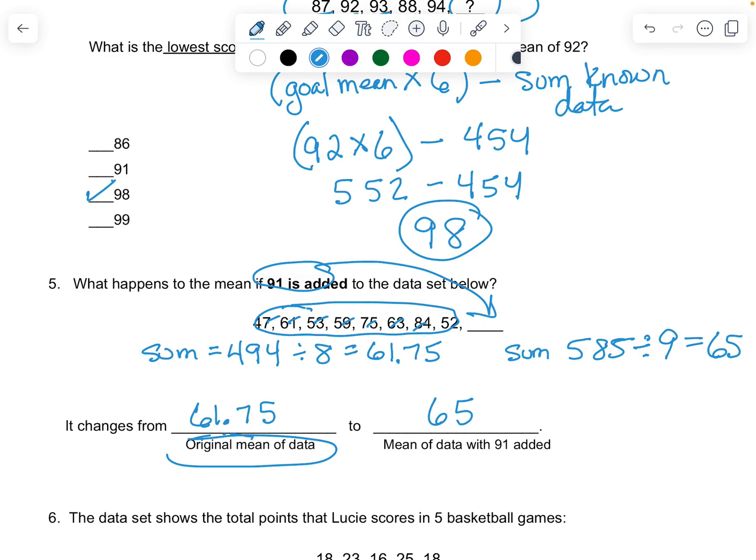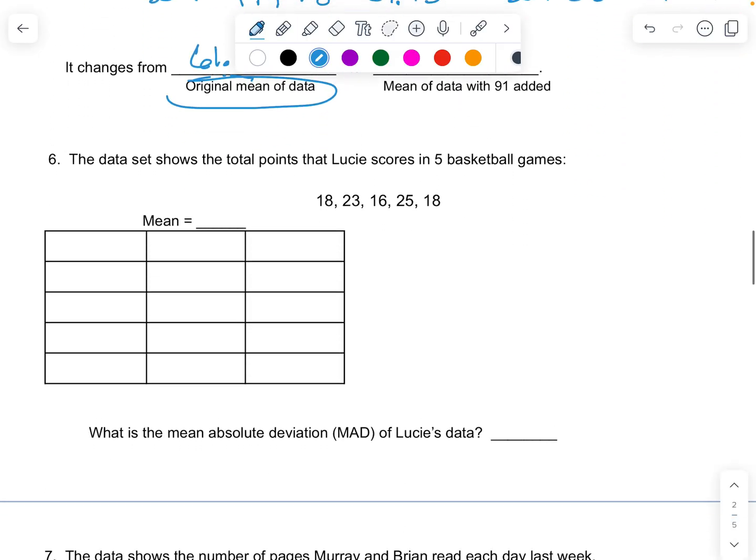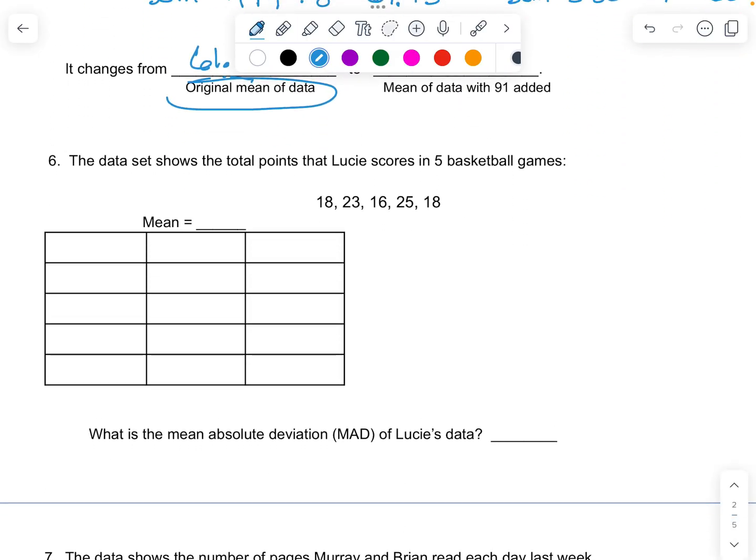On to number 6. The data set shows the total points that Lucy scores in 5 basketball games, and they wanted you to find the mean absolute deviation. So the first step would be finding the mean of the data. So we needed to add all her data together, and you get a sum of 100 divided by 5 pieces of data gives you a mean of 20.